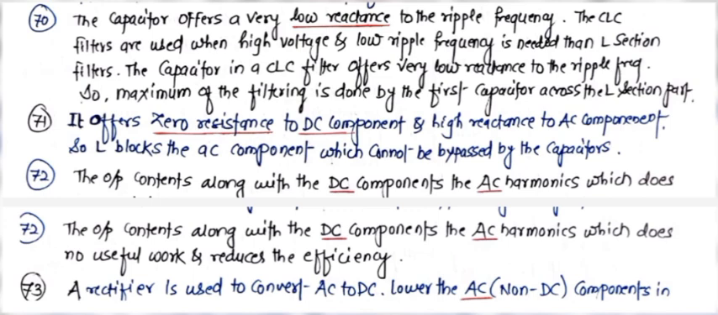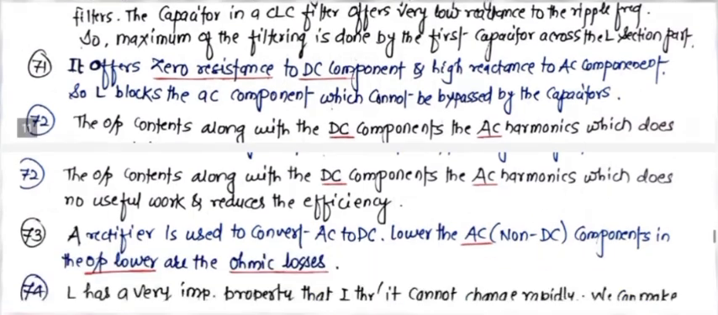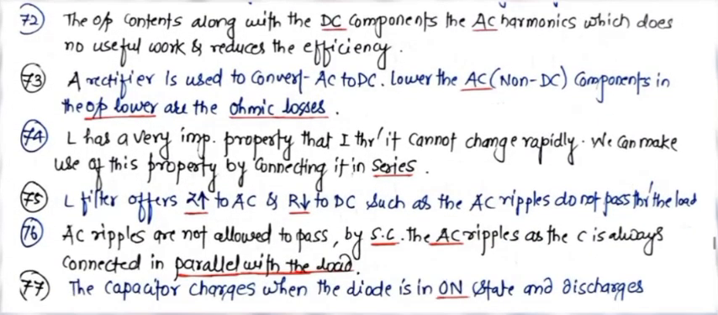Inductor offers zero resistance to the DC component and high reactance to the AC component. So the inductor blocks the AC component, which cannot be bypassed by the capacitors. The output contains, along with the DC components, the AC harmonics, which do not do useful work and reduce the efficiency. A rectifier is used to convert AC to DC. The lower the AC, that is non-DC components in the output, the lower are the ohmic losses.